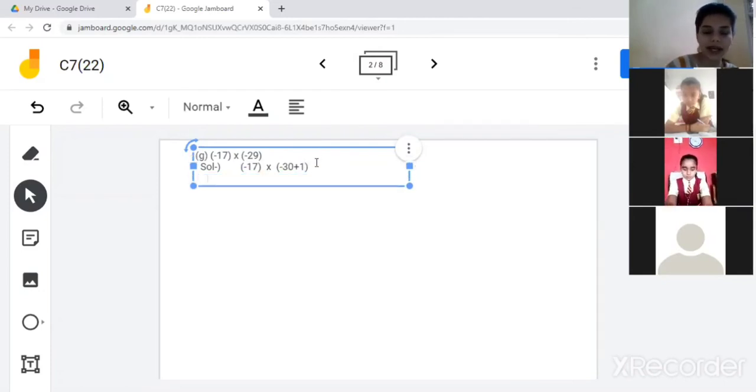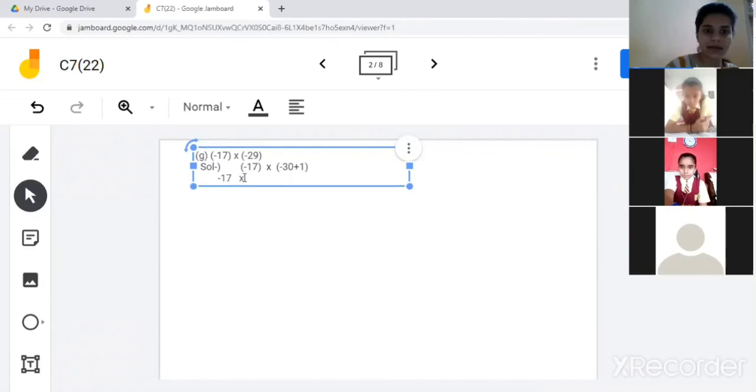Now you can apply the distributive property again. It is up to you, whatever you want. You can do this as minus 30 plus 1, or you can do any other method. You can write any other number also. But we are doing this with tens terms because it makes our calculation easier. By writing 30, 40, 50 terms, it makes our calculation very easy.